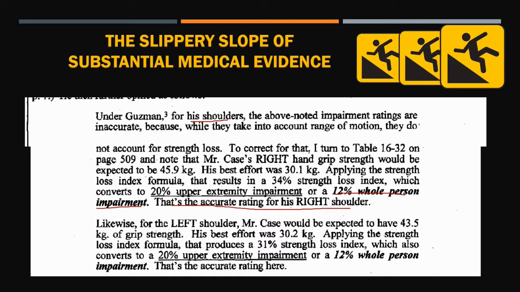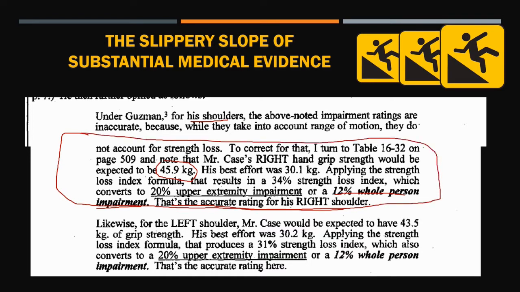Now, as we're going to see, the defendant had a problem with this being considered the normal grip strength value for Mr. Case at 62 years old, when this value applies to 55 to 59-year-olds, and 62-year-olds are not included in table 16-32. So that's one objection that the defendant had. The second objection that the defendant had is, why in the world would a grip strength loss be used to assess an impairment of the shoulders?